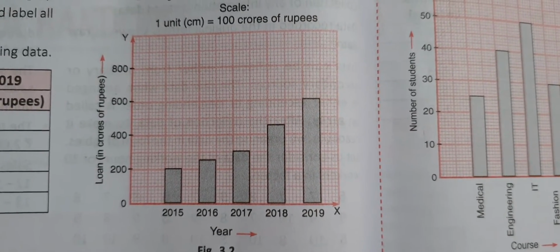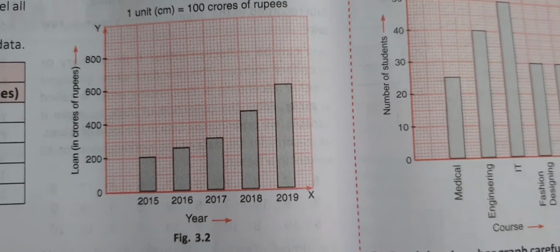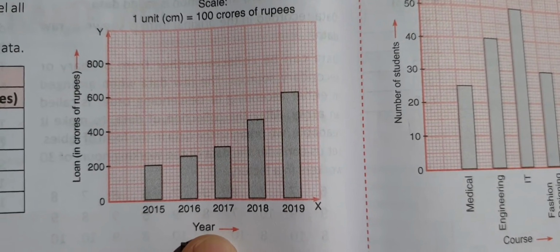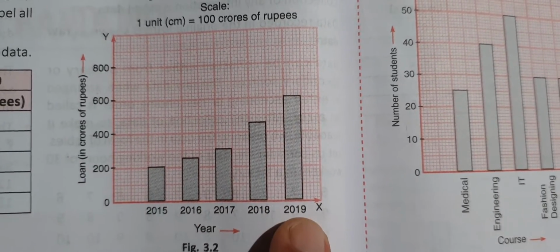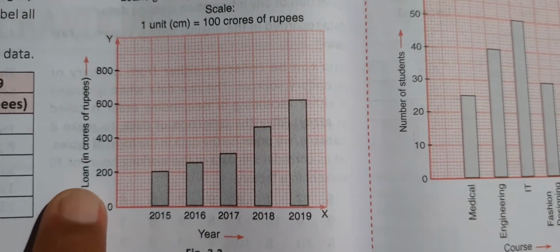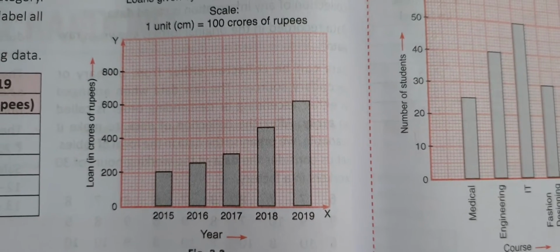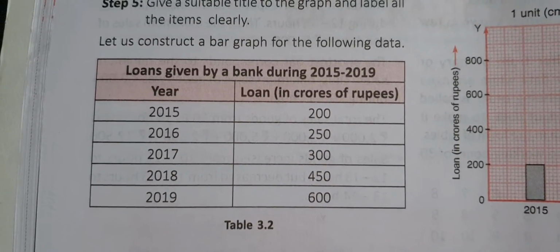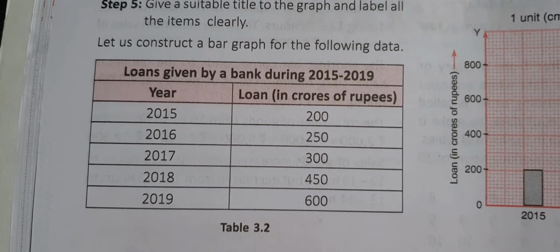Now, what do we have to represent and where? The first information given is the year. So on the x-axis we represent the year: 2015, 2016, 2017, 2018, 2019. And on the y-axis we represent the loan in crore rupees. Look here, the given values are 200 crore, 250 crore, 300, 450 crore, 600 crore.